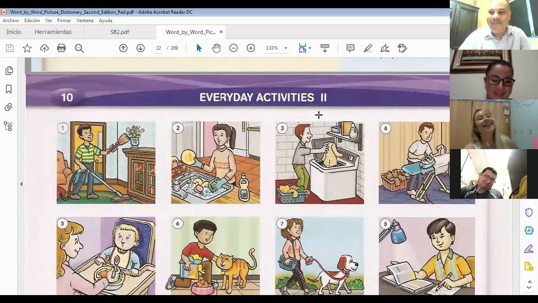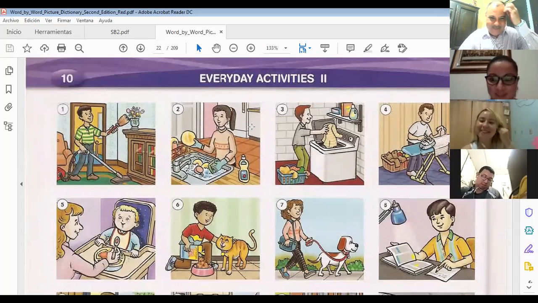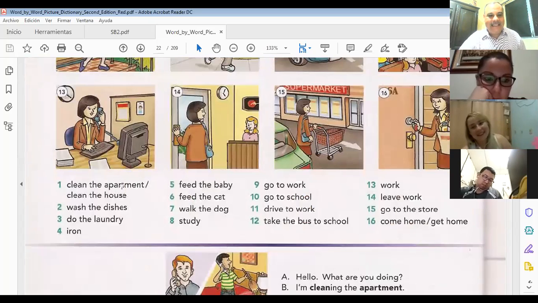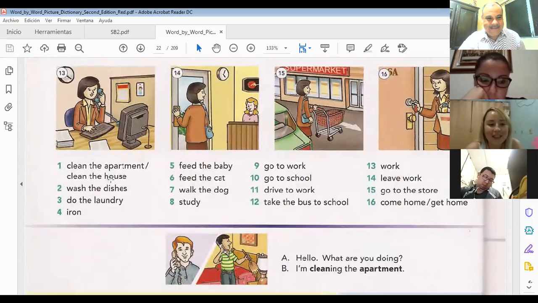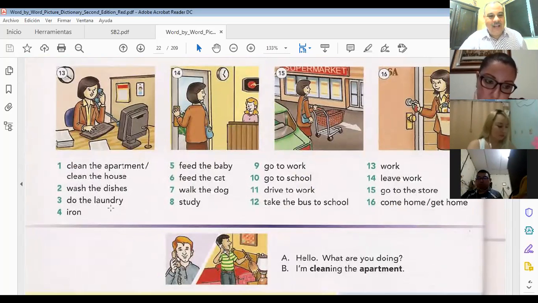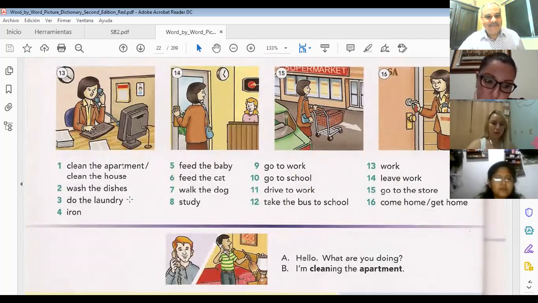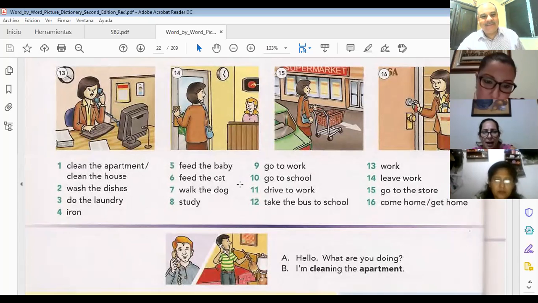Okay, now we have more activities. Repeat after me. Clean the apartment. Clean the house. Wash the dishes. Do the laundry. Iron. Feed the baby. Feed the cat. Walk the dog.